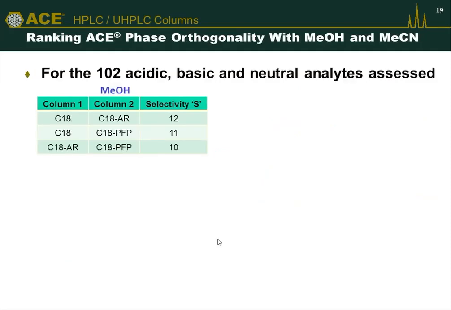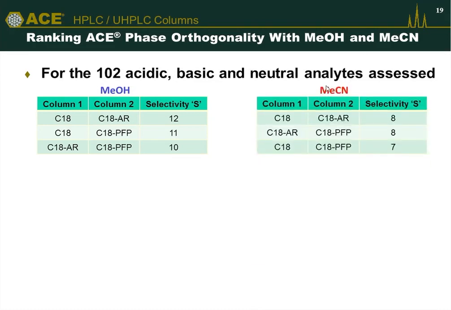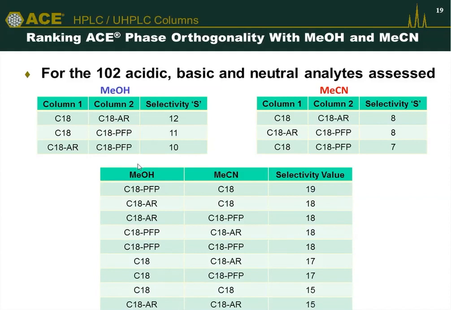I've taken exactly the same data that was on that slide and put it into tables here. So here's the methanol plane, column 1, column 2, and the selectivity value. The acetonitrile plane, column 1, column 2, the selectivity value. And then the solvents plotted against each other with the different columns giving you different selectivity values. And you can see there the top value that we achieved was an S value of 19, which is pretty good.